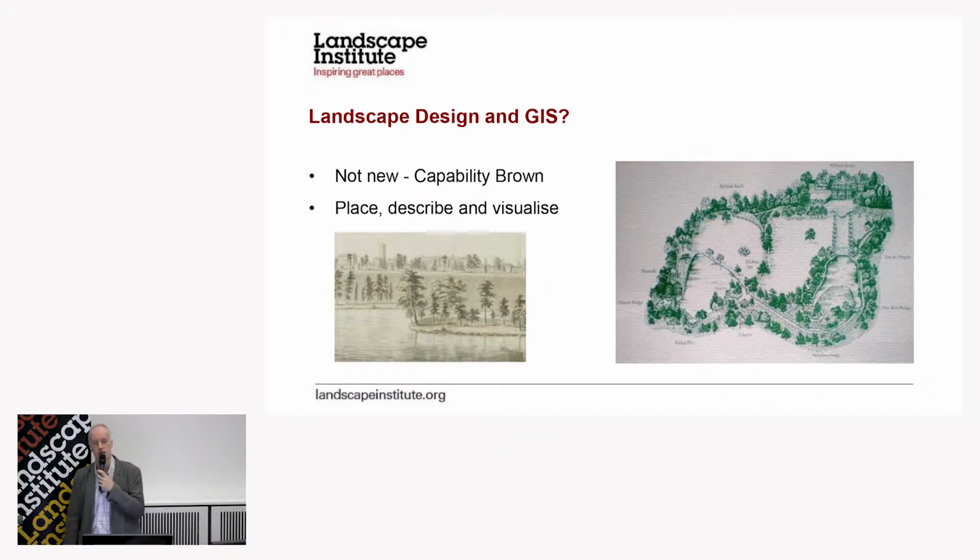And it's not new. If you think back to Capability Brown, he would do lovely plans, and he would locate on those plans plants, trees that would be planted in the real world. And he would describe them as woodland, parkland. Fundamentally, that got built. So as landscape architects, we've been positioning things where they're going to exist in the real world and describing them ever since day one. But we've never called it GIS, we've called it landscape plans or landscape master plans. But we're describing information that's going to be in place, and we can visualize that.